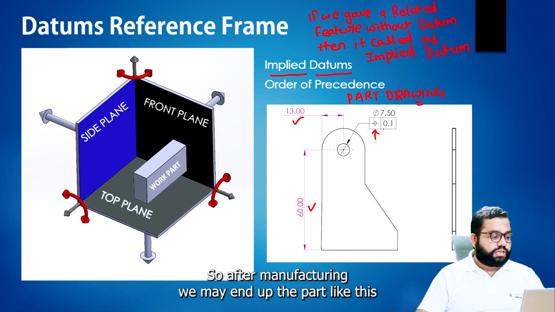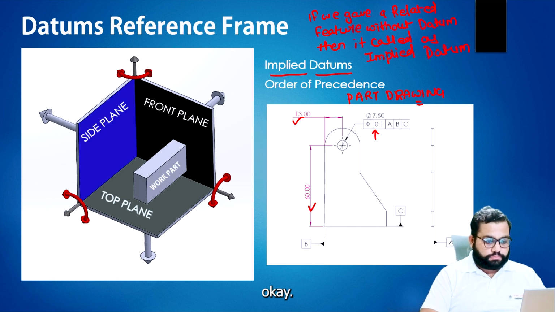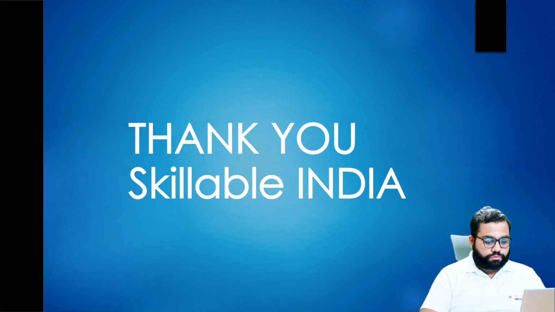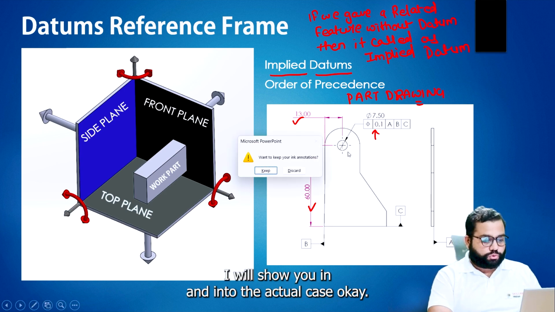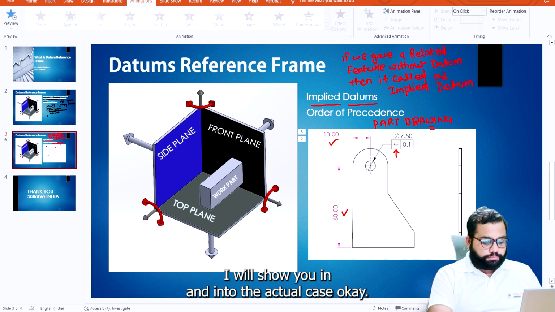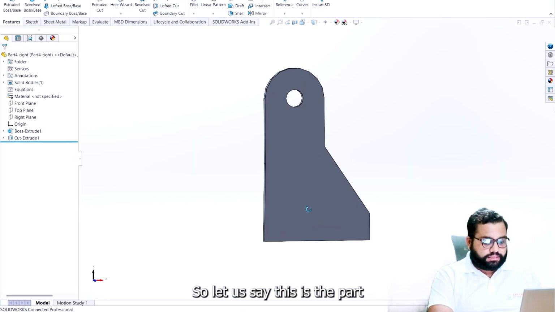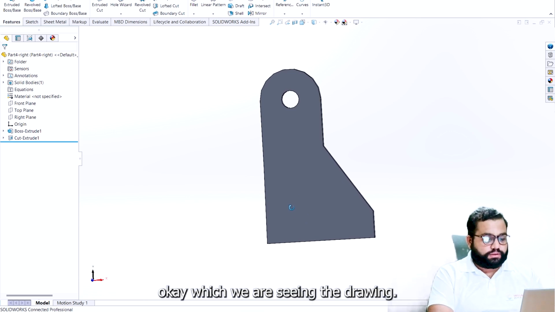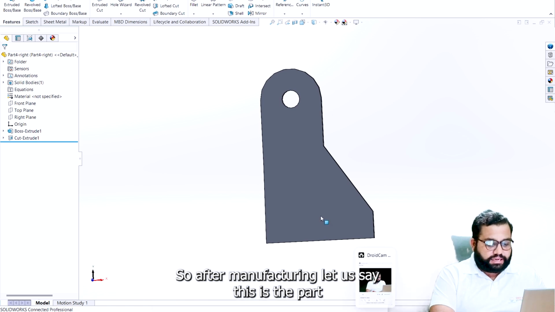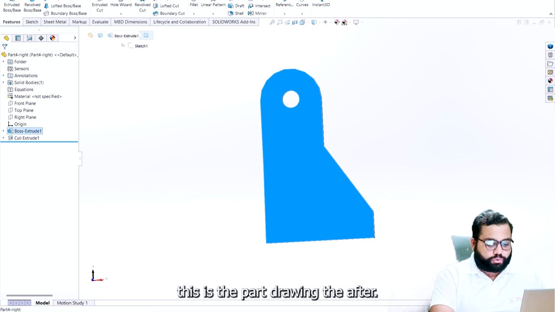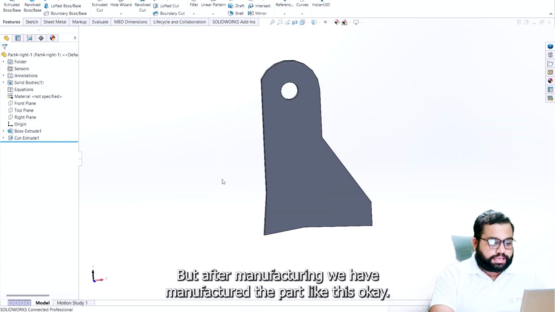After manufacturing, we may end up with the part like this. I will show you the actual case. Let's say this is the part of which we are seeing the drawing. After manufacturing, we have manufactured the part like this.